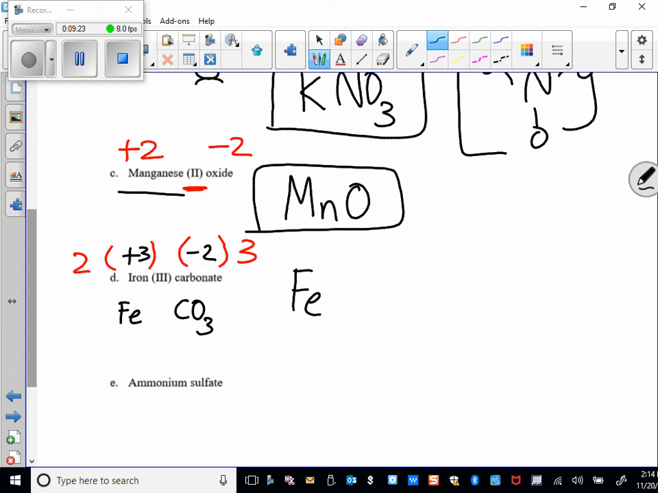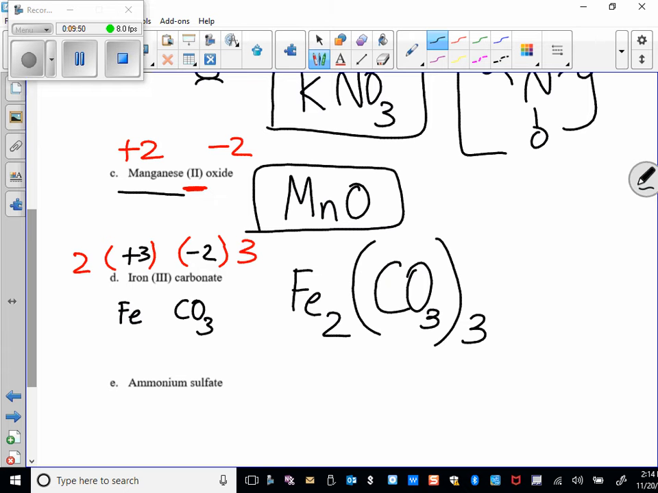2. Right? Fe2. Well, carbonate itself is CO3. But how many carbonates am I asked to take? 3. So how will I show that? Parentheses, and then a 3 outside. Does that make sense? Carbonate, like nitrate, is a single species.